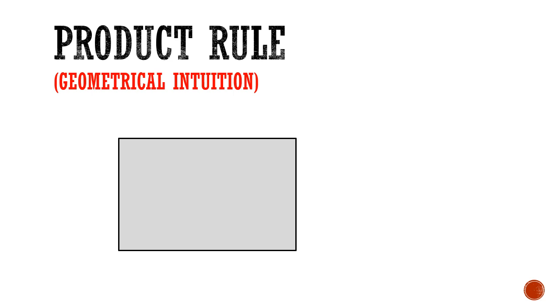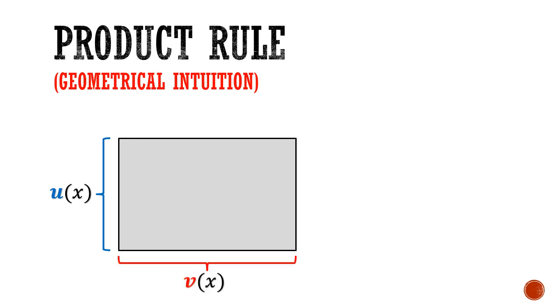Now, the geometrical interpretation of the product rule is as follows. Let's say I have this rectangle, and the height is defined by some function u, and this u varies with x. Meanwhile, I have the length, and the length is defined by a separate function v that also changes as x changes. The area of this rectangle will be given by the product u times v. How will this area change as we change x by the tiniest little bit?